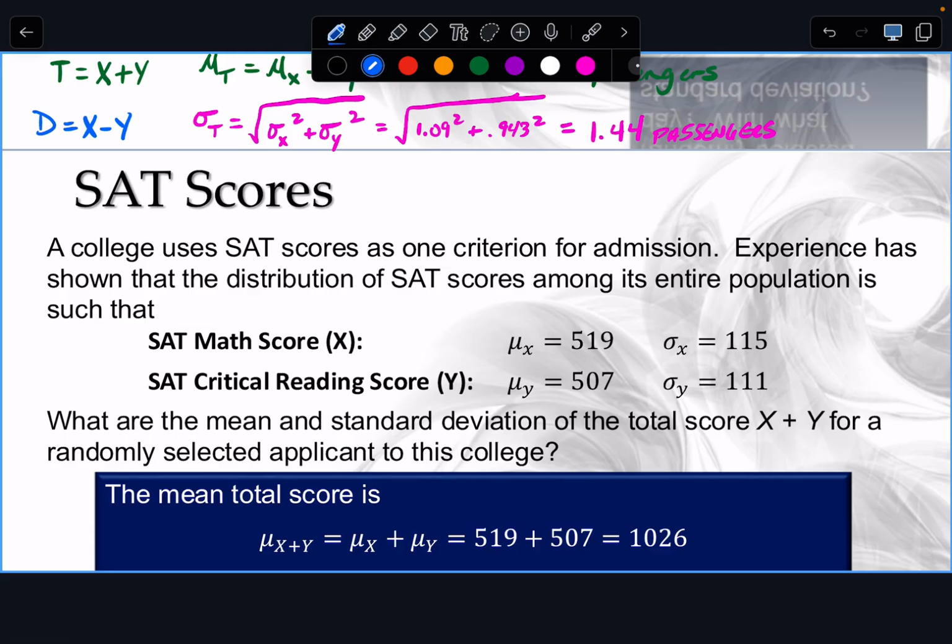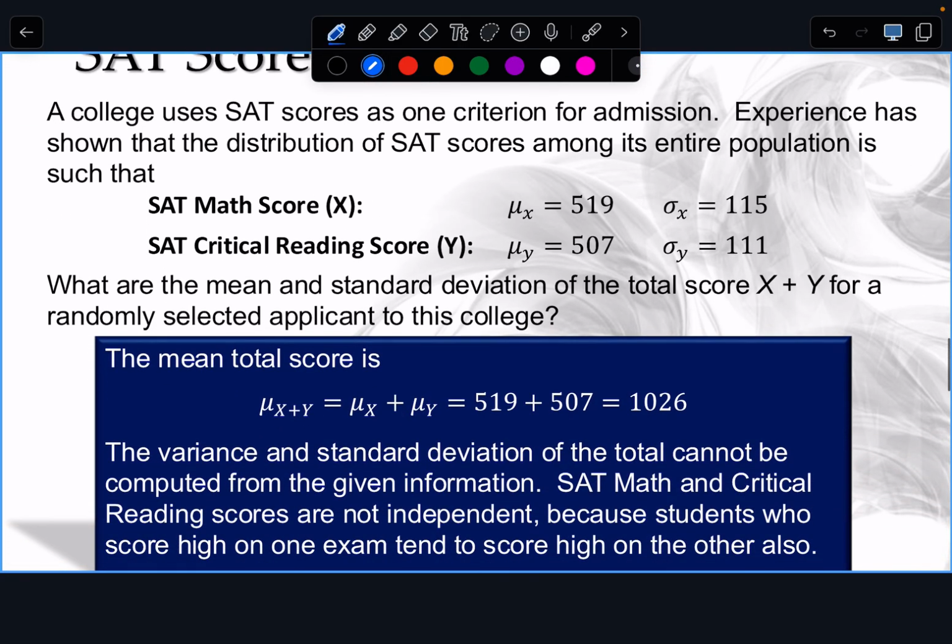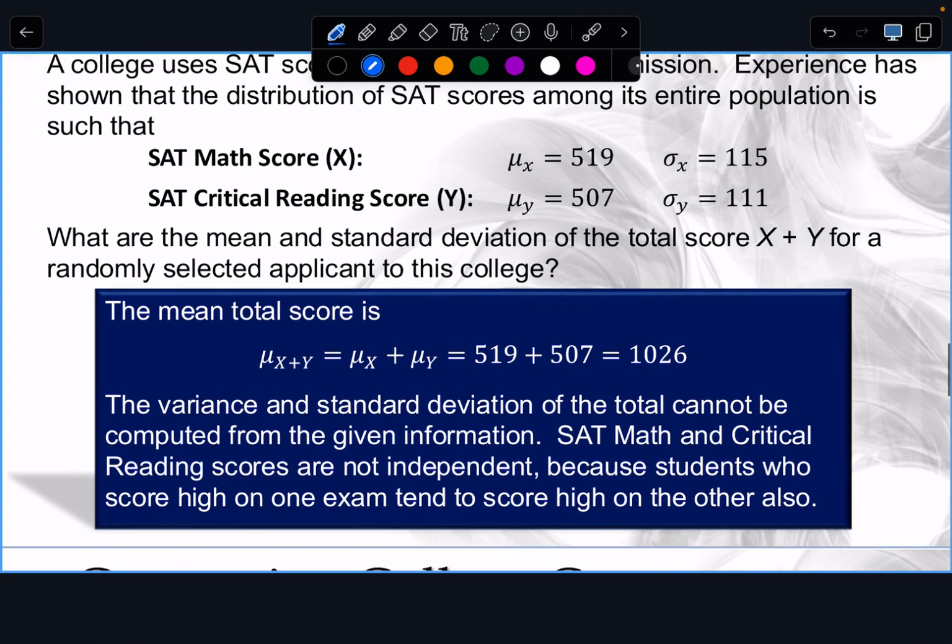And in this case, they're not independent. Kids who tend to do better on one part of the test tend to also do better on the other part of the test. Kids who tend to do worse on one part tend to do worse on the other as well. So in this case, one score does affect the other. So because they're not independent, we cannot calculate the standard deviation for this combination. That would require a process that's above what we need to do for this class.